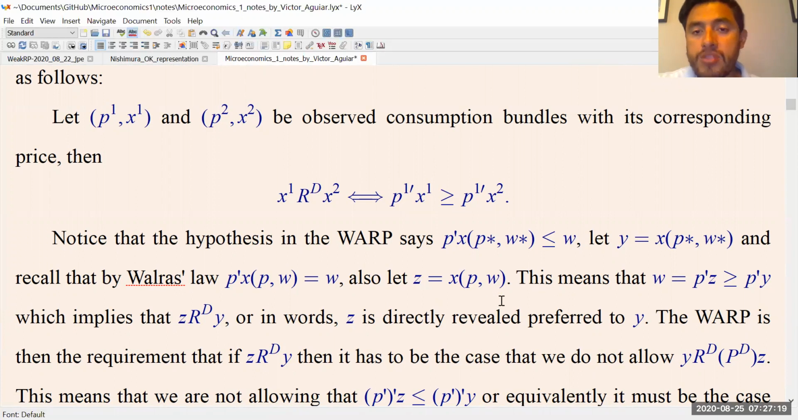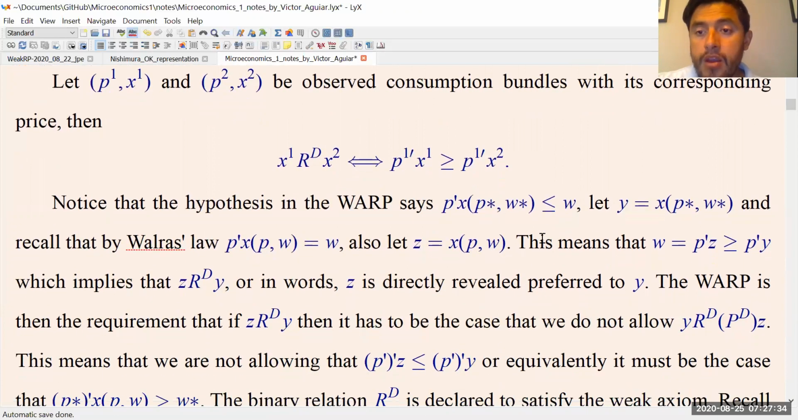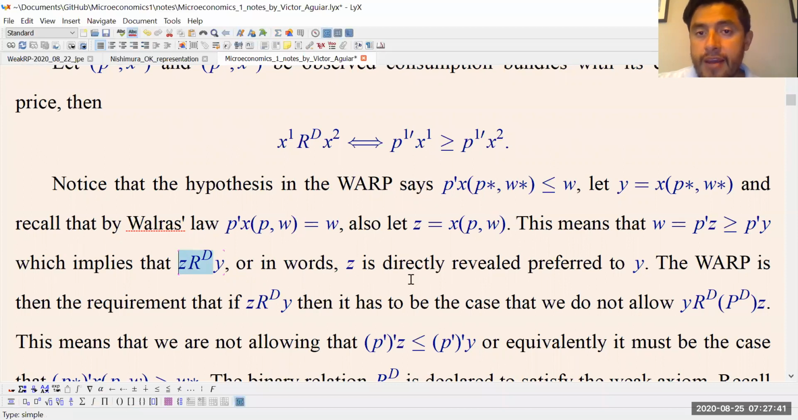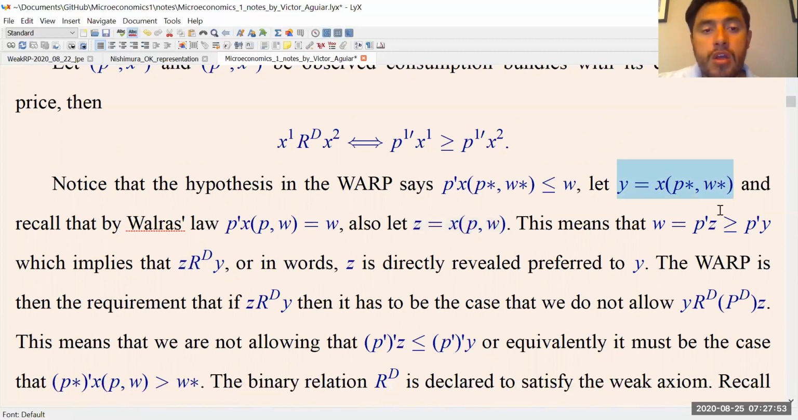By the WARP hypothesis, the demand at the second price-income level, star, is affordable at the original price-income situation. So that means that because of Walras' law, it has to imply that the original income demand function, which I call Z now, as you can see, X(P, W), is directly revealed preferred to Y. What is Y? It is the second demand situation.